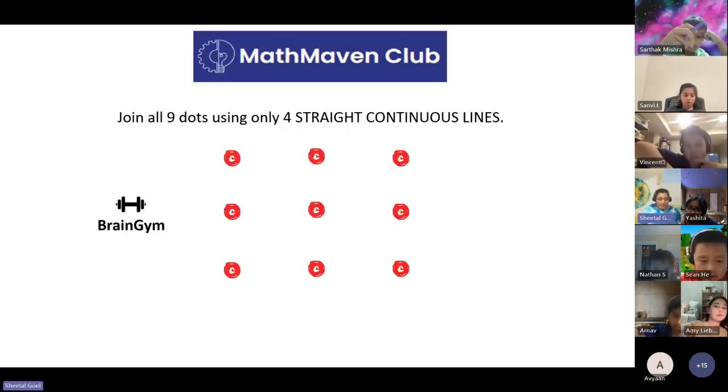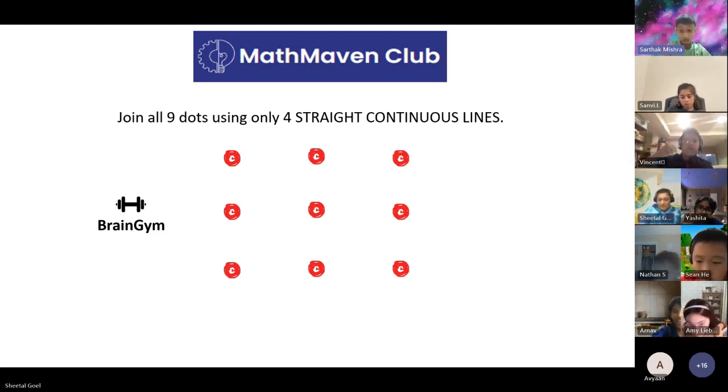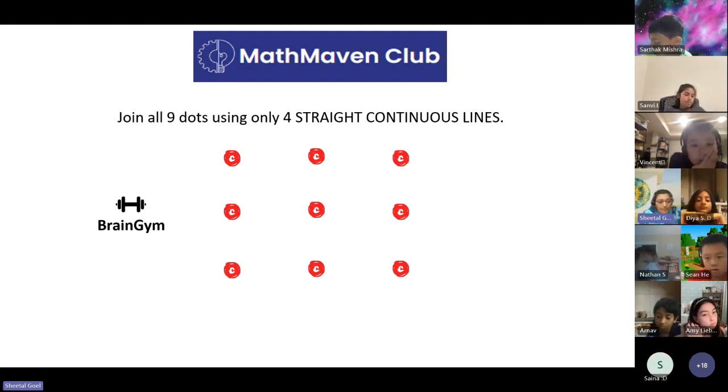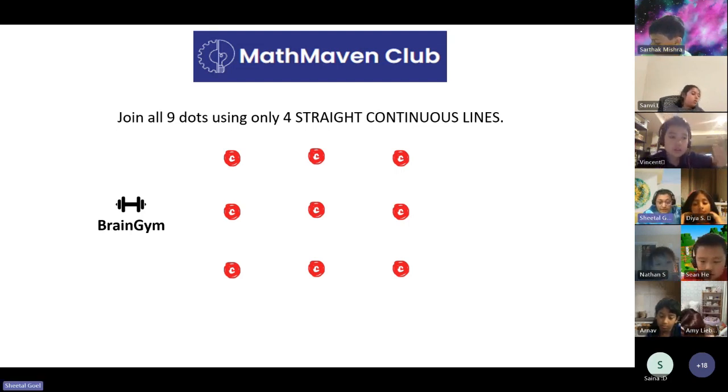On your paper, you are going to draw 9 dots like this. All of you can draw 9 dots like this. We have to join all these 9 dots. Listen very carefully, using only 4 straight continuous lines.